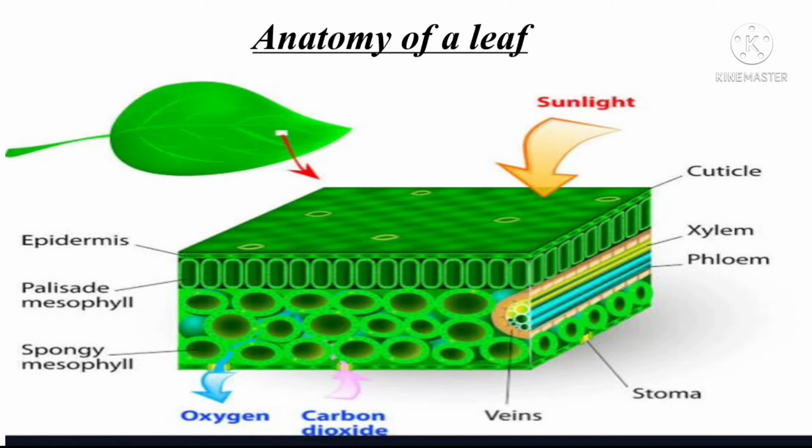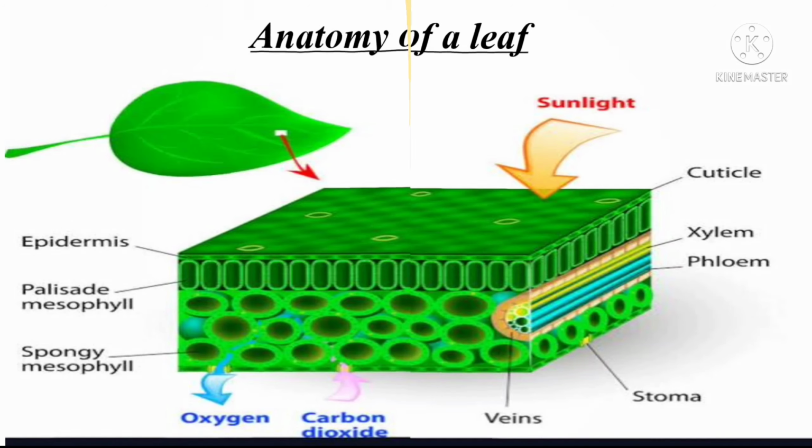Dear students, please note that xylem and phloem are other tissues present inside the leaf layer, and these are actually types of veins. These xylem and phloem help in the transfer of materials inside the plant. Now, hope you are clear with the site of photosynthesis.